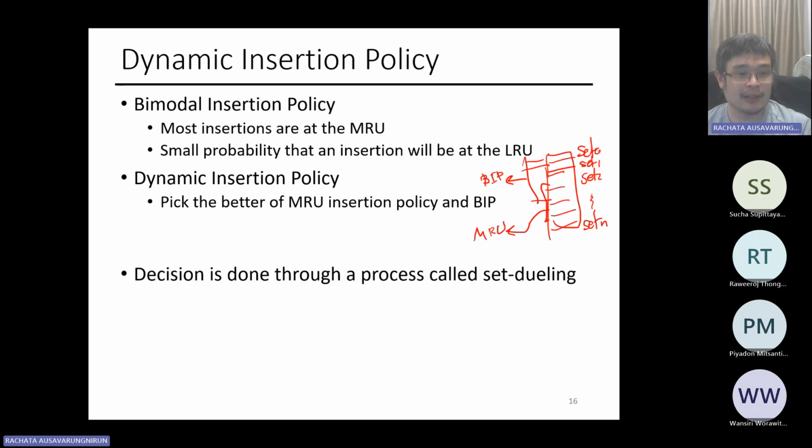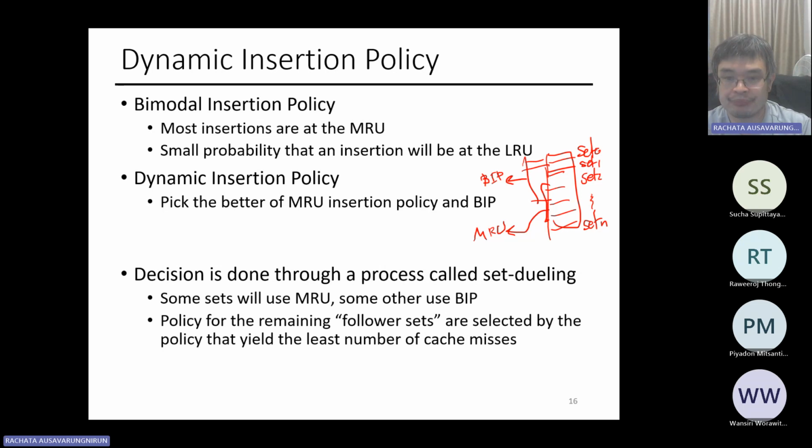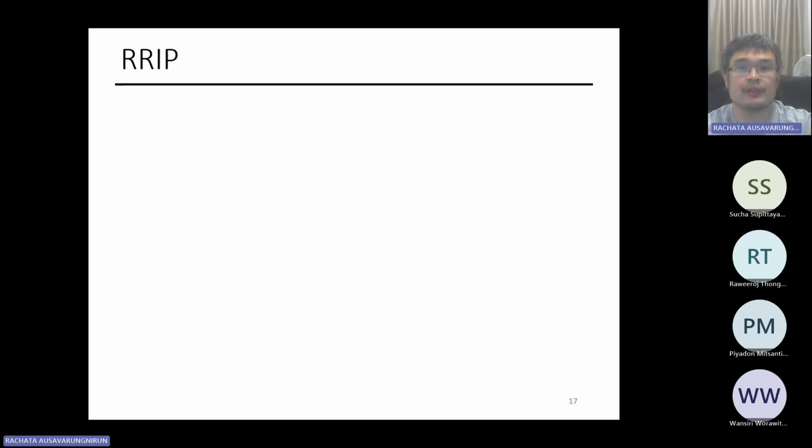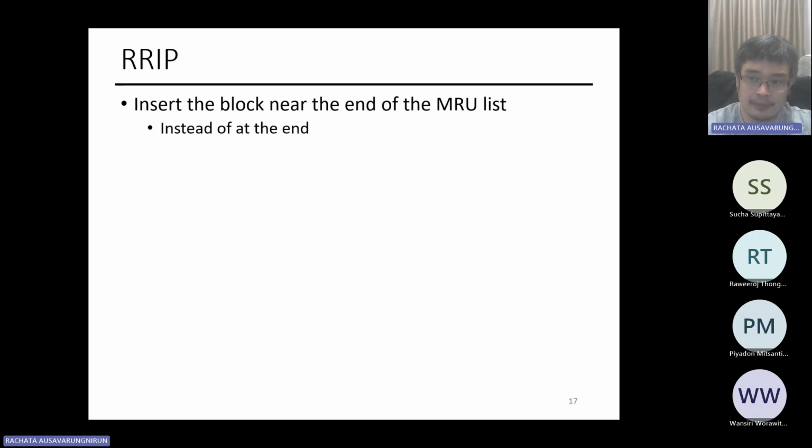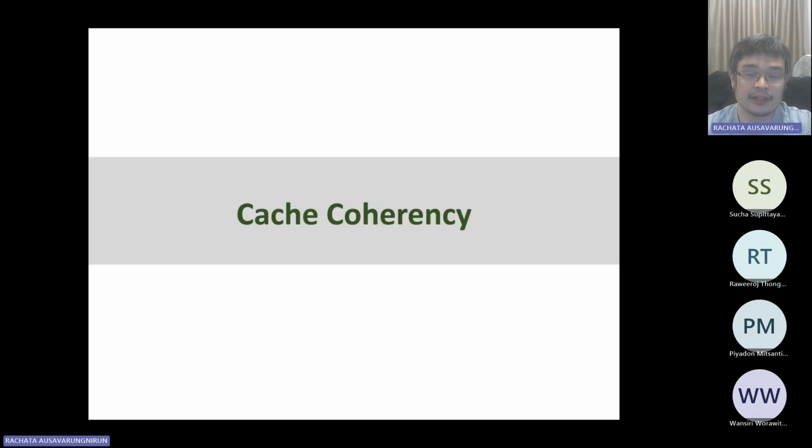This is called set dueling. So set dueling basically allows the follower sets, which are basically just hundreds of sets that need to pick what policy to use, to follow the winner, right? So basically that's a rough idea of dynamic insertion policy. There's also the policy that looks at re-reference. Basically, how do I insert the block near the end of the MRU list instead of at the end, right? So these are some of the sample policies that you can use for insertion, eviction, and replacement.